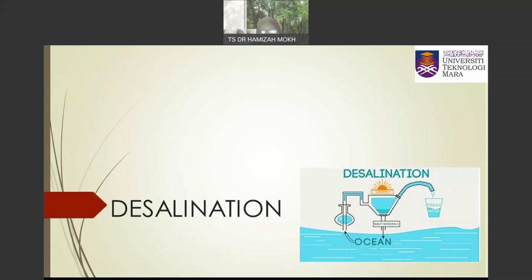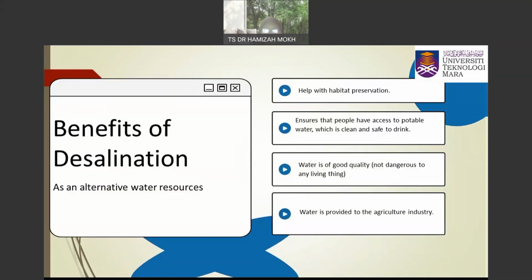Next is desalination. Benefits of desalination as an alternative water resource. Firstly, it helps with habitat preservation. Next, it can ensure that people around the world have access to potable water which is clean and safe to drink. Water extracted from desalination can be considered good quality because it is not dangerous to any living things. Lastly, this type of water can be used in the agriculture industry.